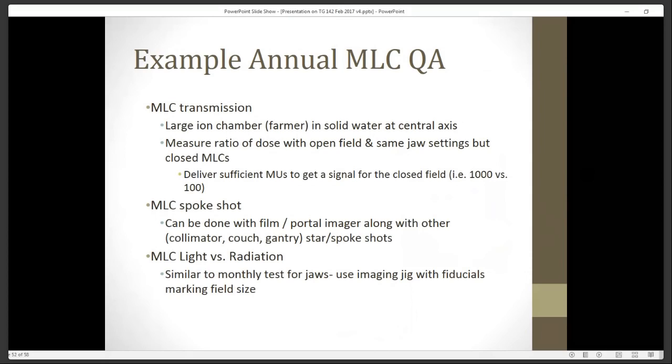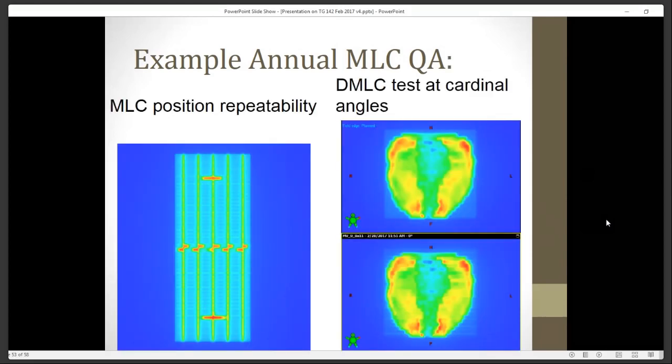Doing an MLC spoke shot, that can be done with either film or the portal imager, along with collimator, couch, and gantry star shots. And then MLC light versus radiation. Basically, this is very similar to the monthly test for jaws, but you can use an imaging jig with fiducial markers. So testing the repeatability for step and shoot and dynamic or sliding window IMRT, basically very similar to monthly tests.